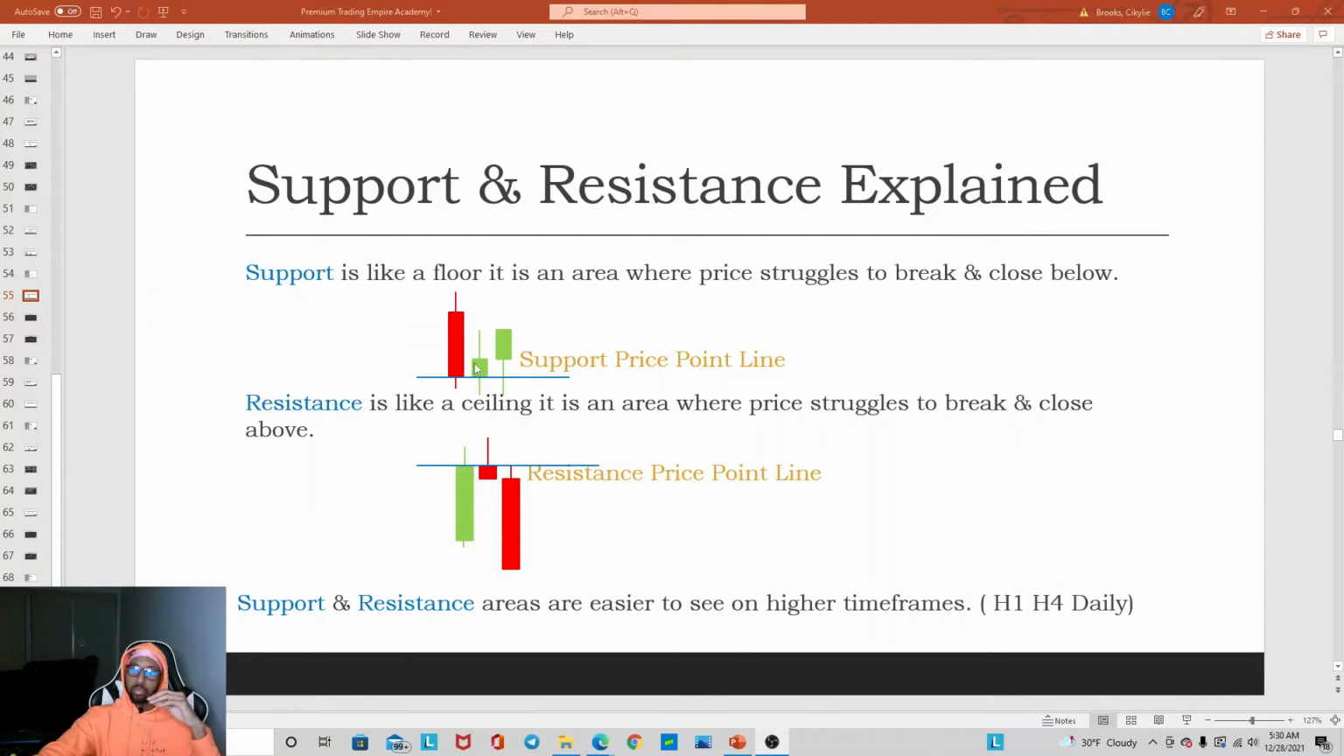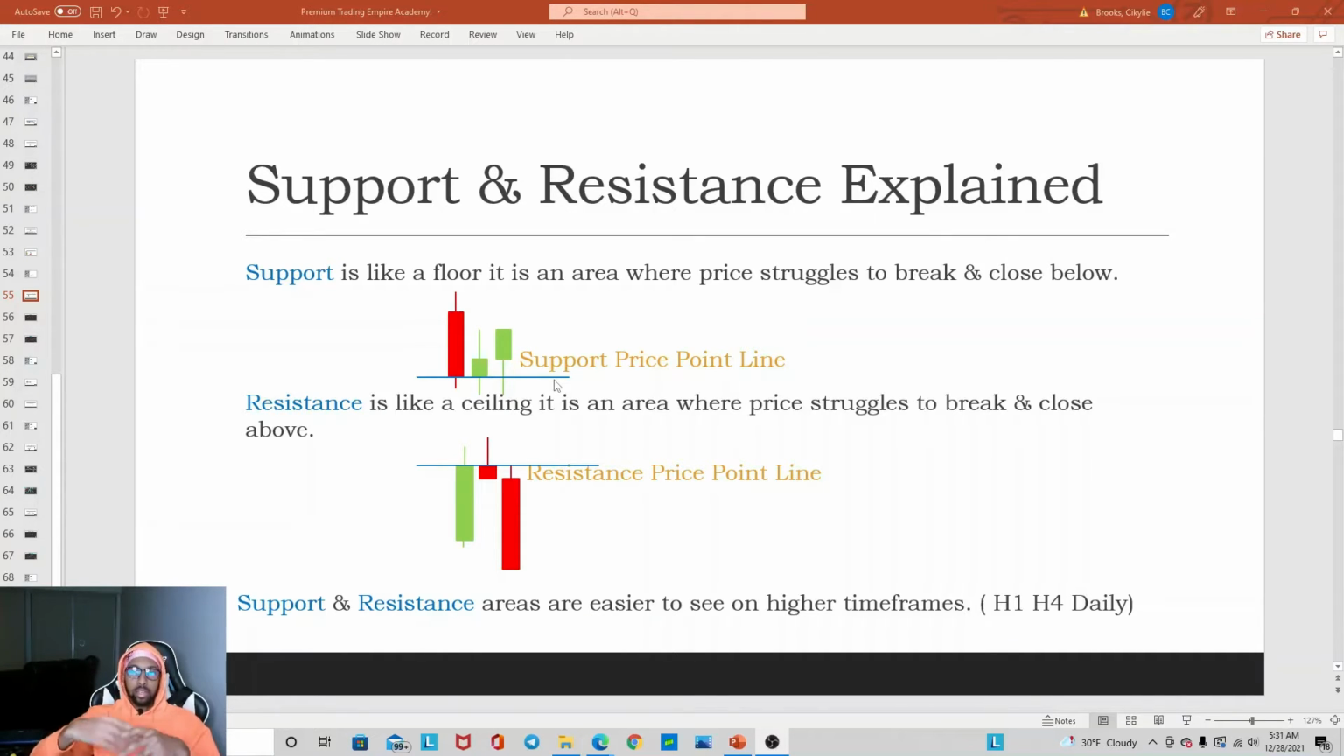If you ever see that happen and you see wicks like this, it keeps rejecting the area. So this right here is the support price point line. Just know, okay, this market is strong in this area. If you see it happen on a live chart, look left. You can see that the market reacted off that price point in the past. And most of the time, what the market does in the past, it does in the future. That's why people say this market is just full of patterns.